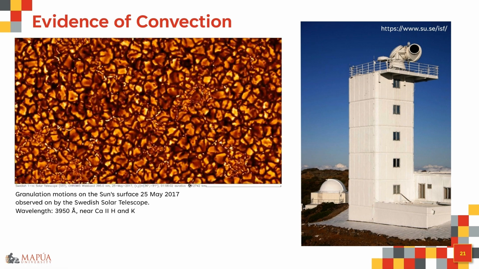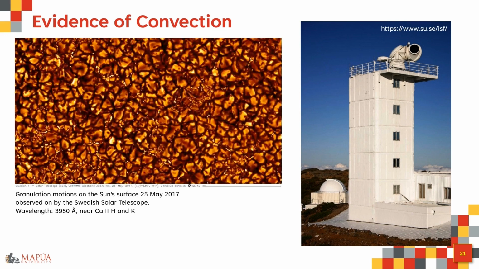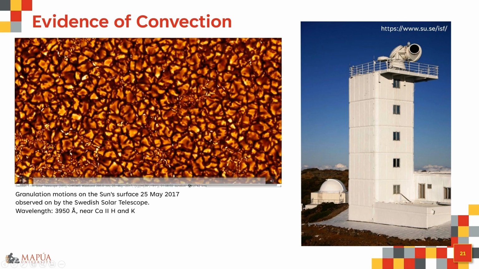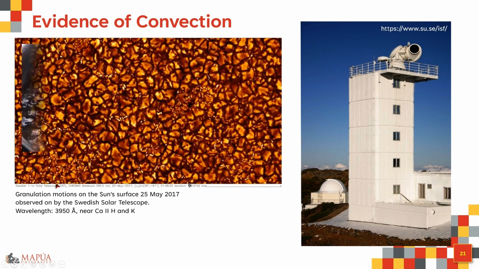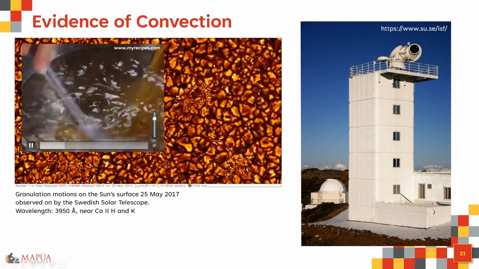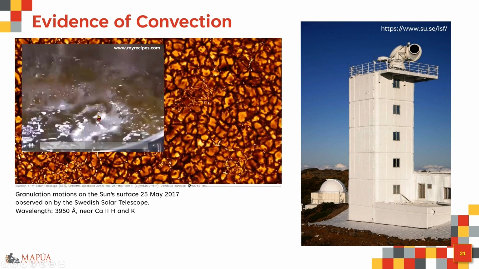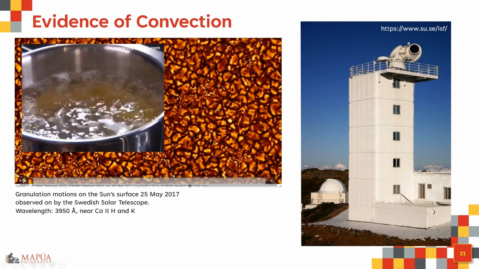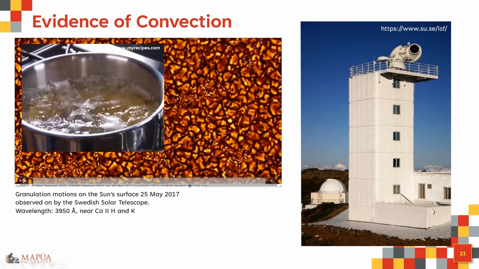You can see that the surface of the Sun is actually boiling, which is direct evidence that there is a convection zone beneath that surface. Imagine you're boiling pasta. This boiling motion is equivalent to this.